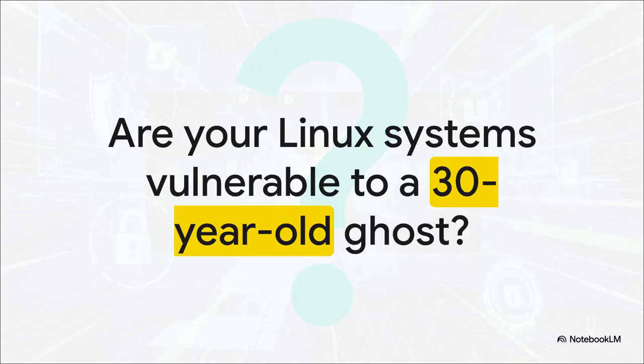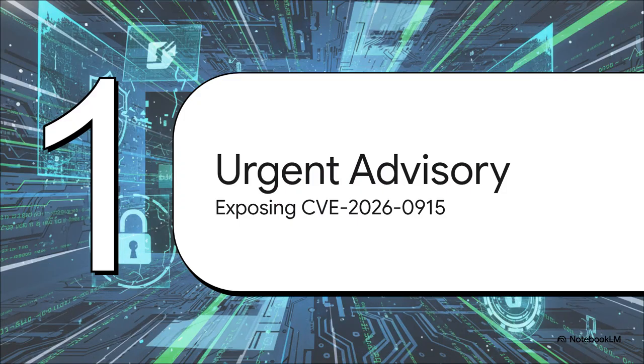And that really brings us to the million-dollar question for every single operator, engineer, and security pro watching this. Is this ghost in your machine? Given how widespread this is, the chances are pretty high. And the time to find out is now. Okay, let's get into the specifics. The vulnerability is officially designated CVE-2026-0915. We're calling it the Ghost, not just because it's 30 years old, but because it has this nasty habit of quietly leaking secrets from the very heart of your systems.